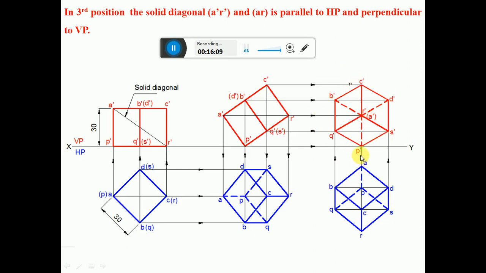Now, the solid diagonal AR is perpendicular to VP, so it will be parallel to HP. That means R dash and A dash will be at the same distance from the XY line. Since it is perpendicular to VP, obviously in the front view you must get a point. So you are getting a point such that, since R is near to the observer, R dash is visible, and A is away from the observer, so A dash becomes invisible. And hence our problem is right.